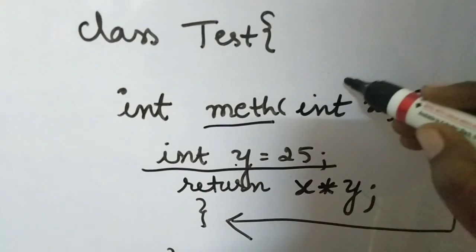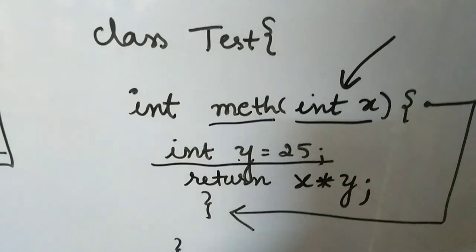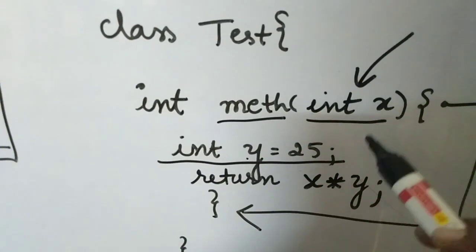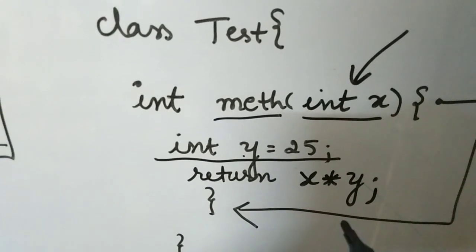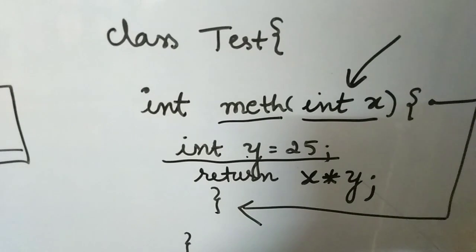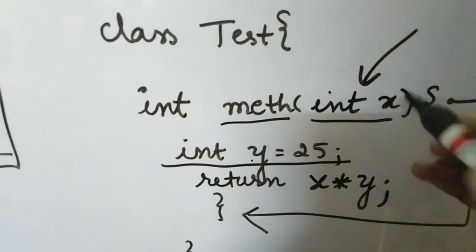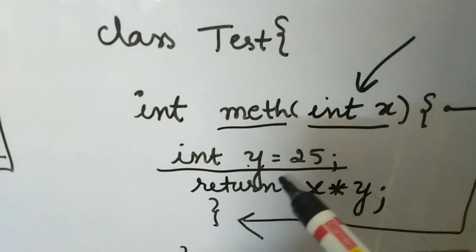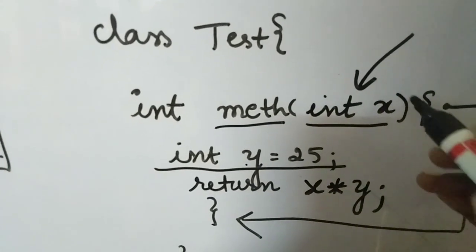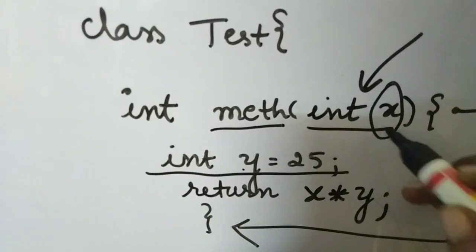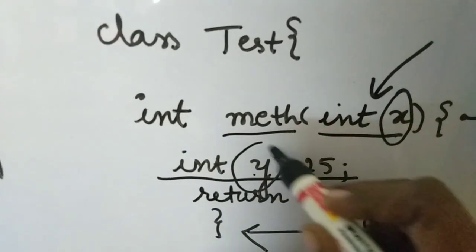Another one is this integer x. Integer x is the parameter, and this parameter is also considered to be a local variable. I will discuss parameters in my next video, but as of now just understand that there will be a naming conflict between the local variable of a method and the parameter variable. You should not have the name of the parameter and the name of the variable the same.